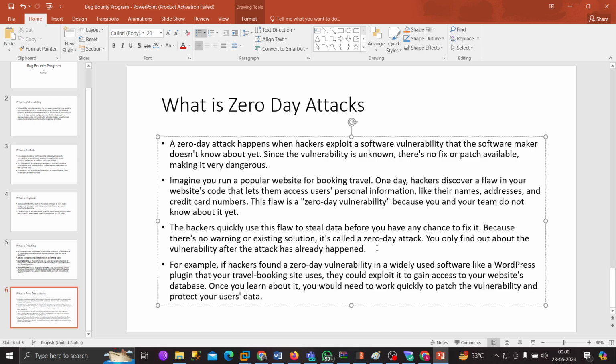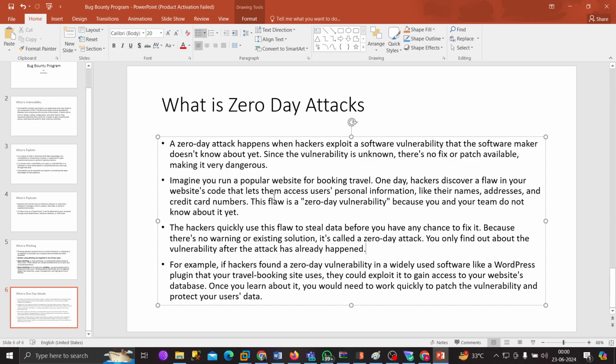You might have heard about CVEs, right? CVEs from 2010 to 2009, 2024. Recently, in Solr, right? There was a vulnerability CVE found, right? So that is all about zero-day attacks. Let me explain zero-day attacks.